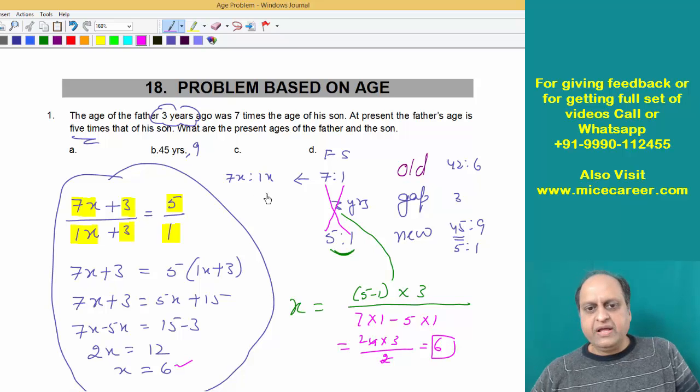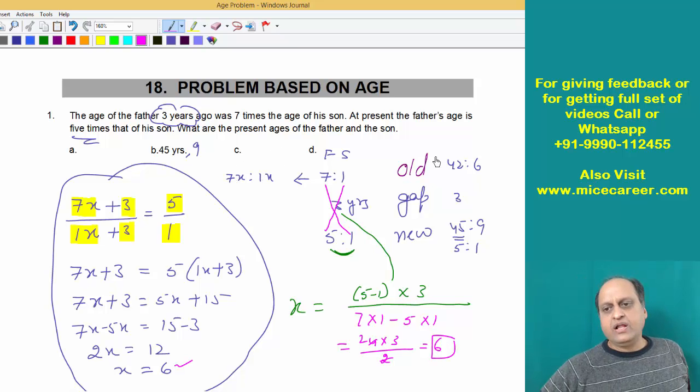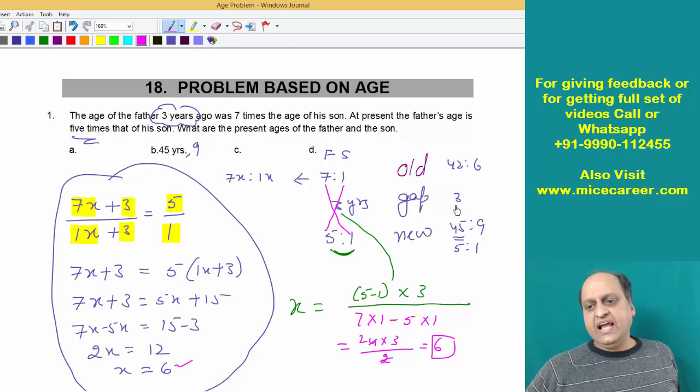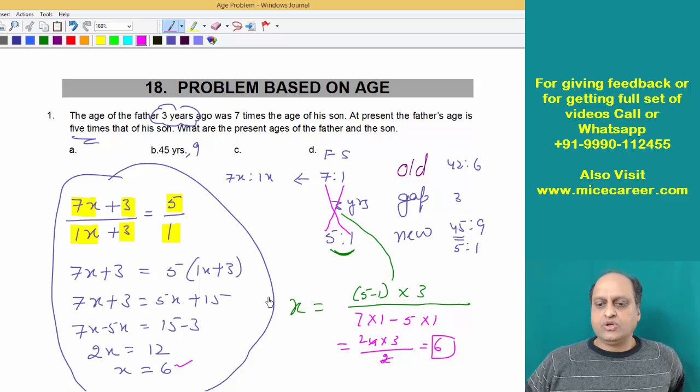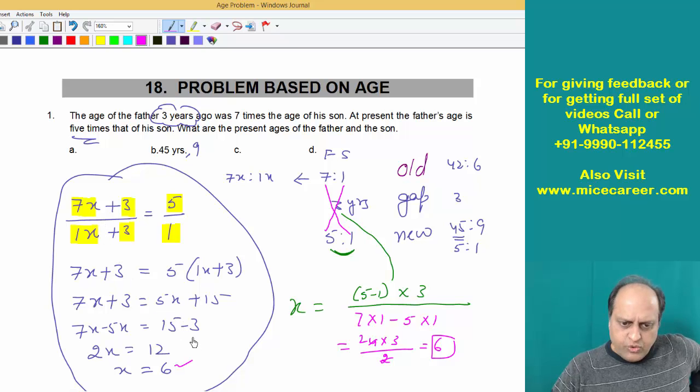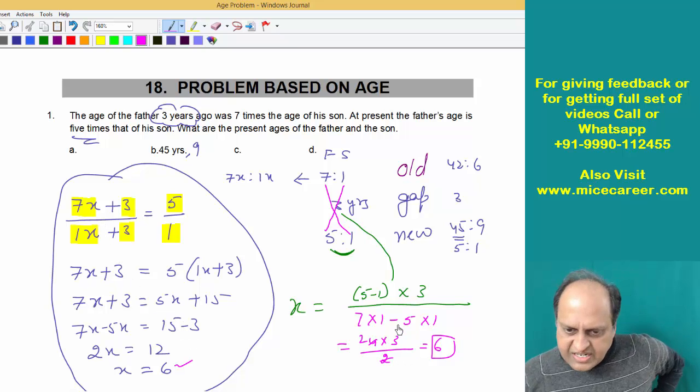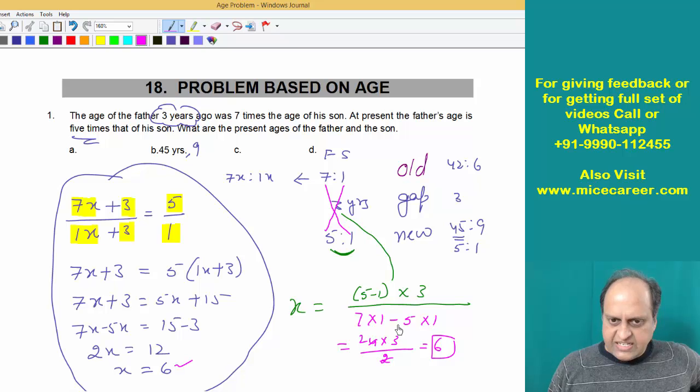Now you multiply 6 with 7 and 1, you will get old ages. Add 3 to them, you get your new ages. And you can see the ratio is also fine. So this way, instead of doing it by a longer method, you can straight away find out x like this, and thereafter the story is very easy.